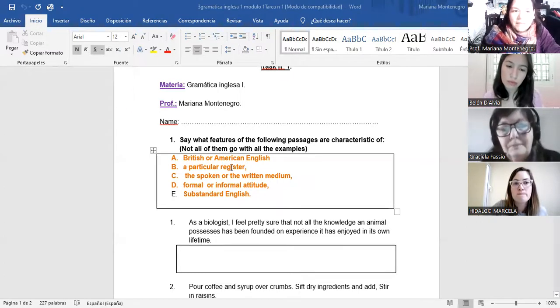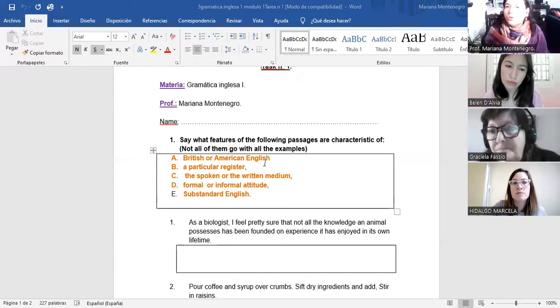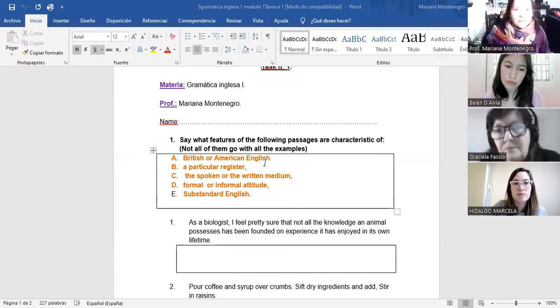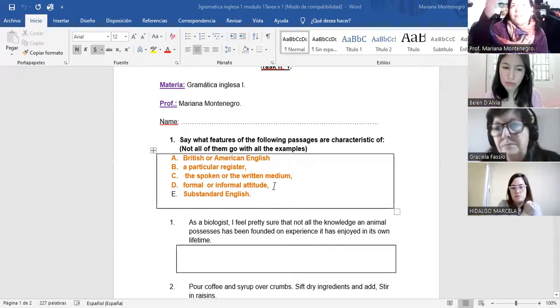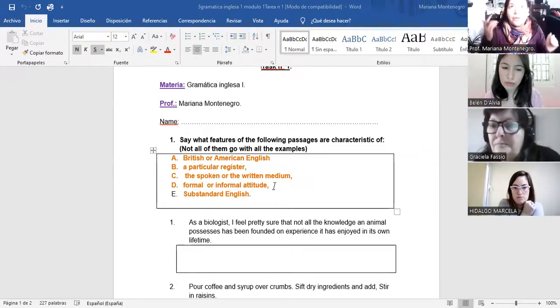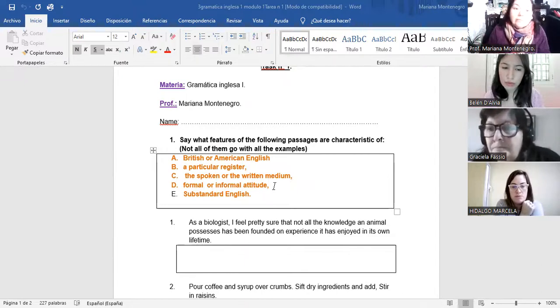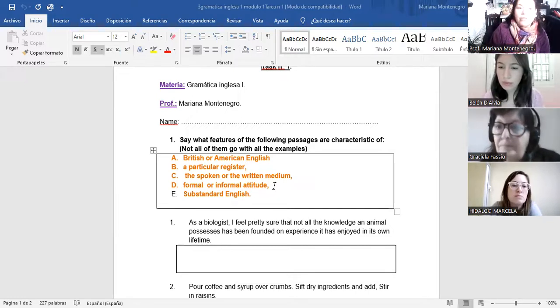So in this case, C, it is a particular register. A particular register can be a register that doctors use, or scientists, or cooks. You will realize that because it is specific to certain jobs or professions. But sometimes they don't use a particular register, so that is okay. Then you have the spoken or the written medium. Sometimes you can realize that someone is giving a speech, for instance, or if it is a dialogue, you will realize that it is the spoken medium. If you have a recipe, for instance, you will realize that it is the written medium. But sometimes it is not clear, so don't put it.